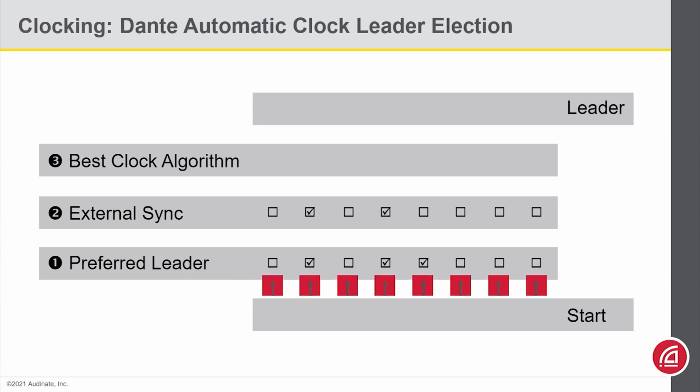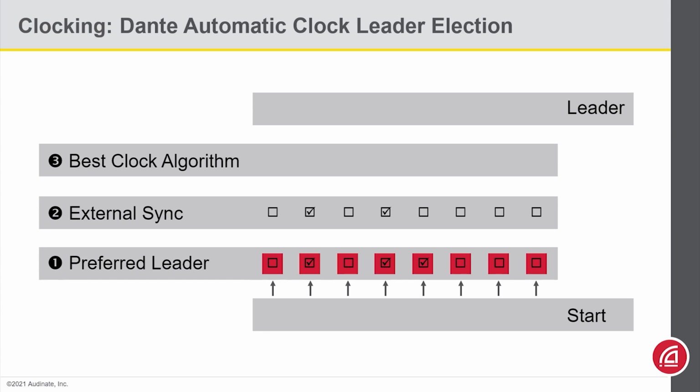The first question is whether any devices are chosen as preferred leader. In this step, we can see 3 of them are, so they move on in the election process. The next question is whether any are chasing external sync. Okay, 2 of them are, so they move on in the election process. At the end, we always have the best clock algorithm, which will choose one of the remaining candidates. And a clock leader is chosen.